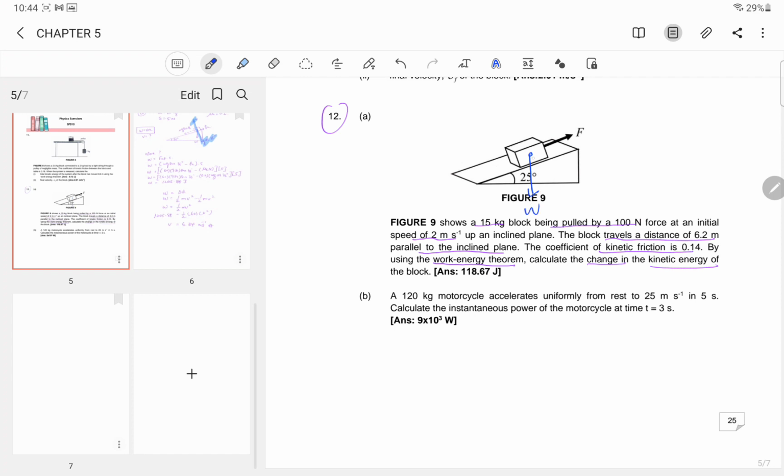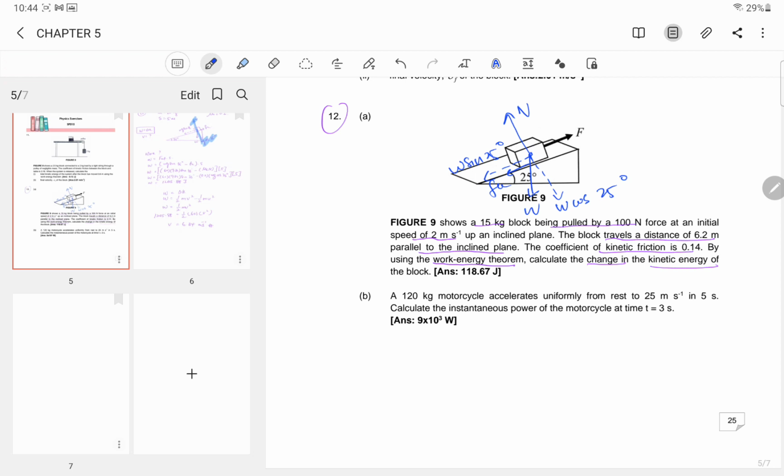So we have W, the normal force, the force of 100 Newton, and then W cos 25 degrees and W sin 25 degrees, and you also have the friction.